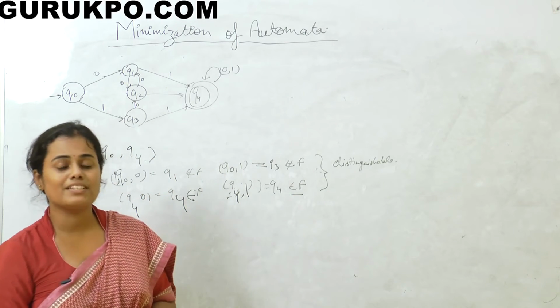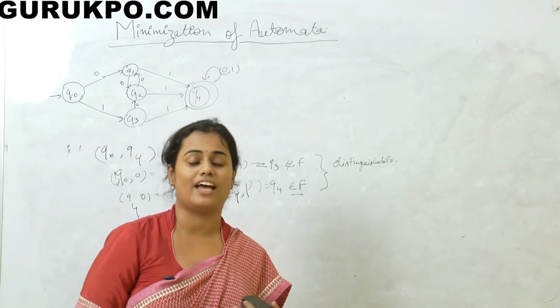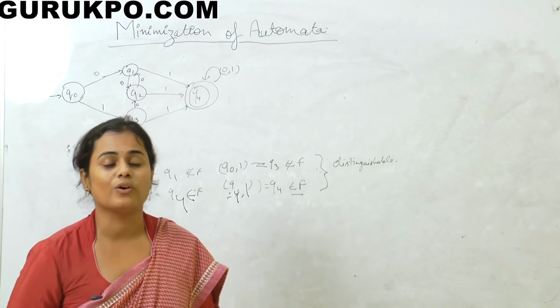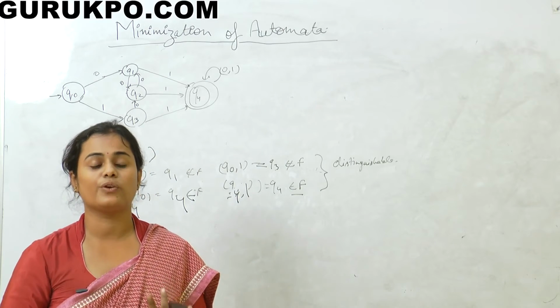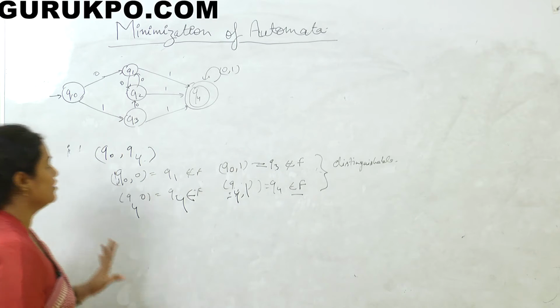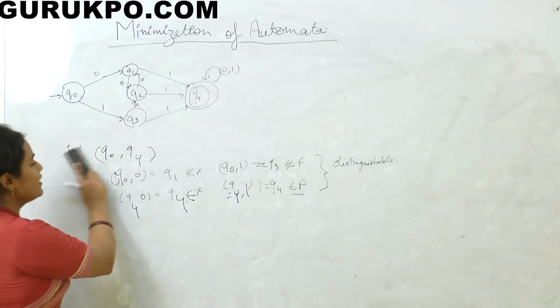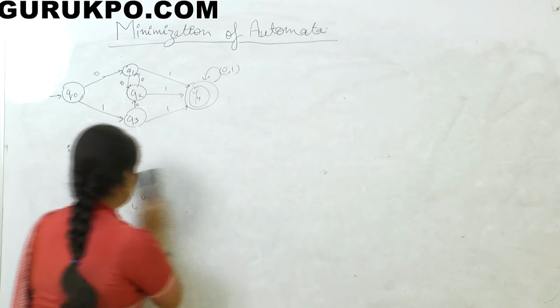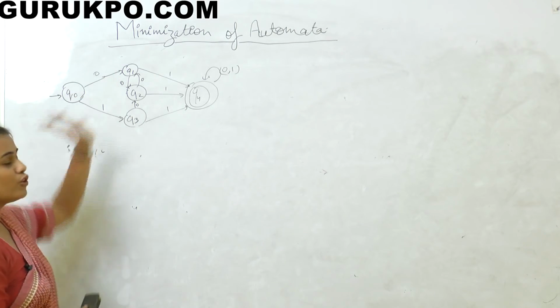So it is very clear that Q0 can't be merged with Q1, Q2, Q3 and Q4. Q0 is a distinguishable state. You cannot merge Q0 with anyone. Now it is clear. Now we have to check this for another pair. We have completed the pairing of Q0 with everyone.